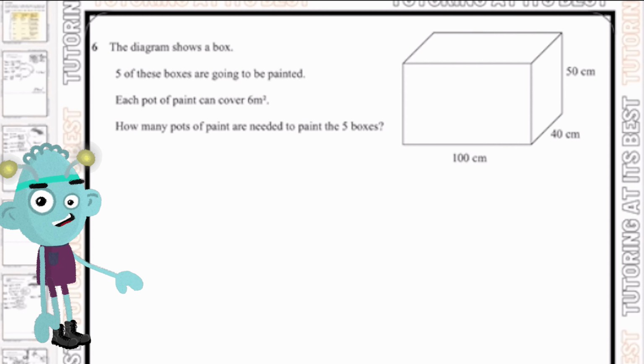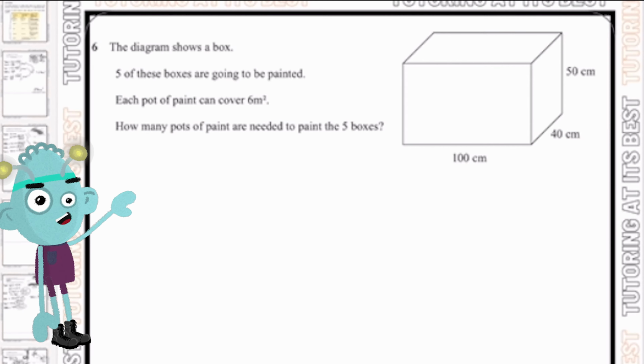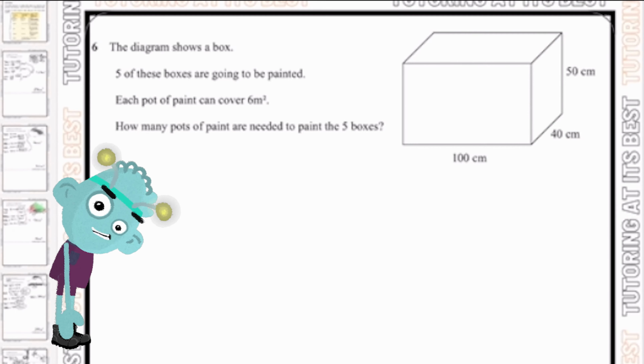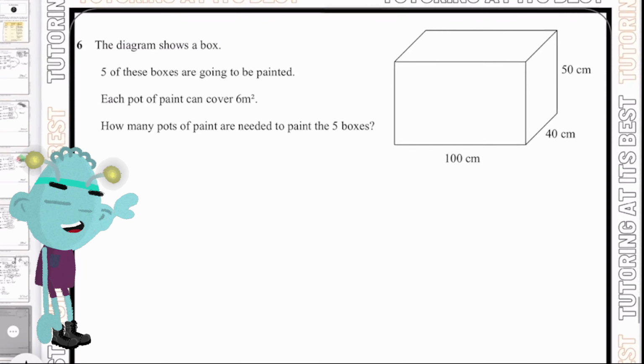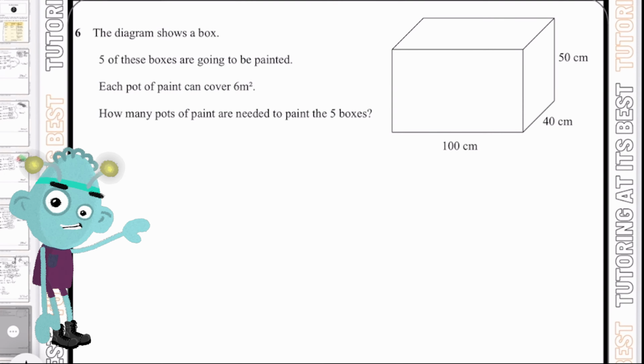Okay, question number 6. The diagram shows a box, and 5 of these boxes are going to be painted. And each pot of paint can cover 6 meters squared. So how many pots of paint are needed to paint the 5 boxes?